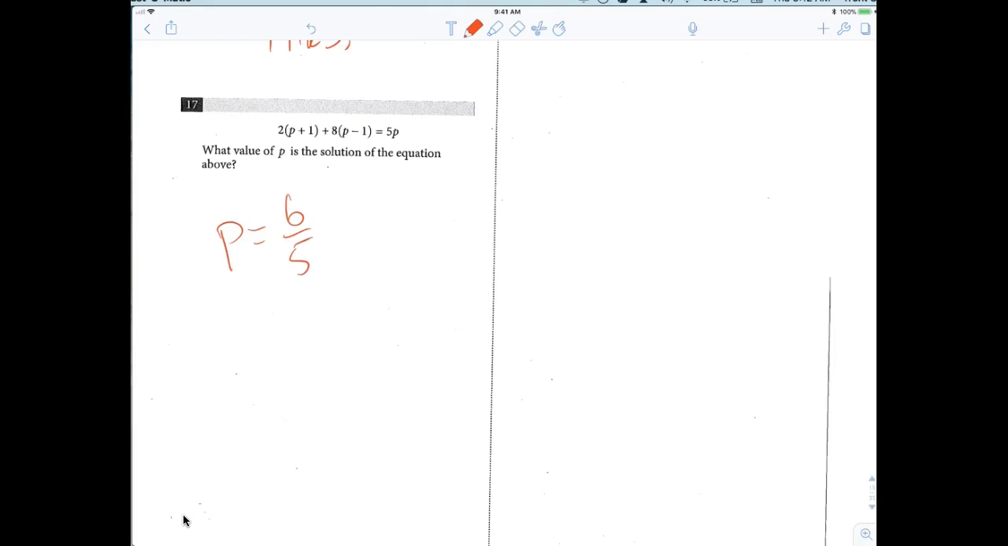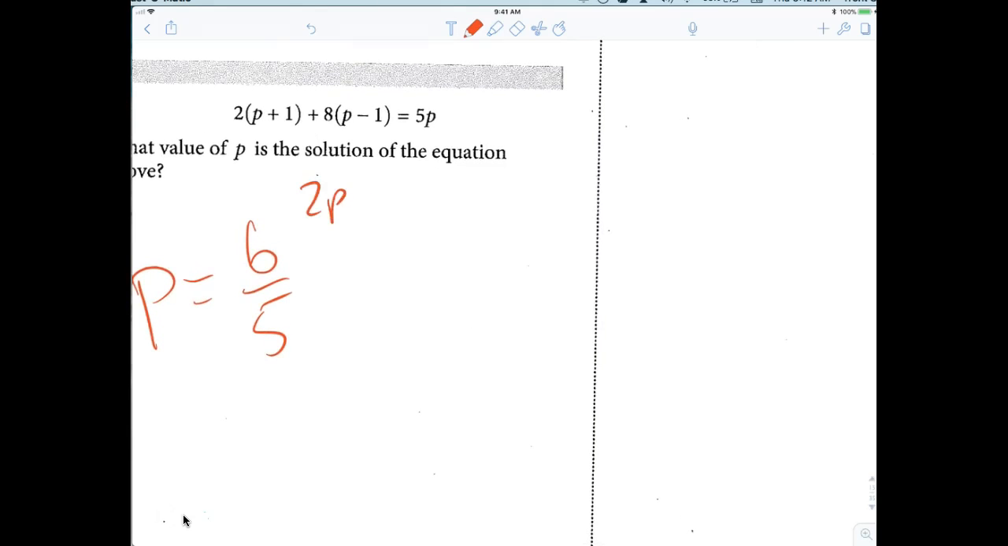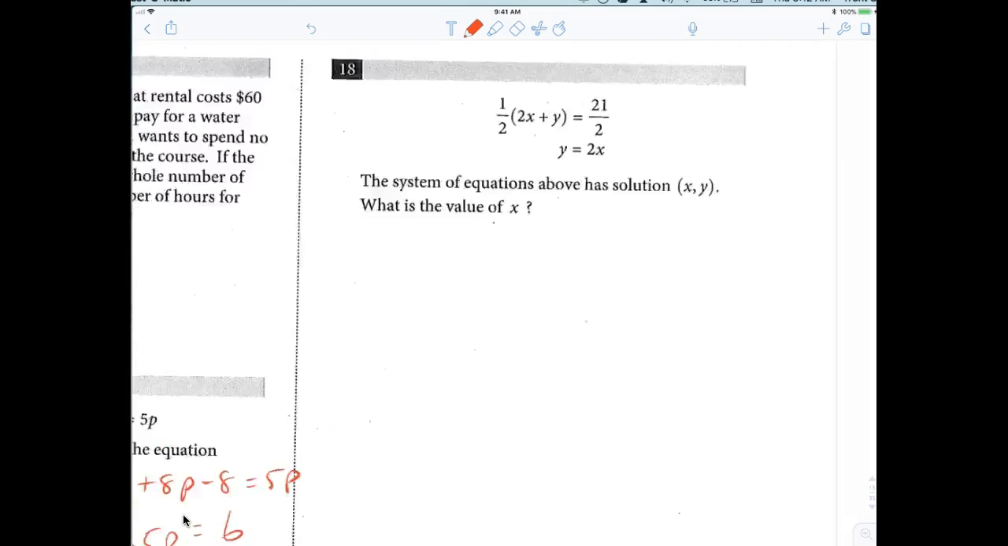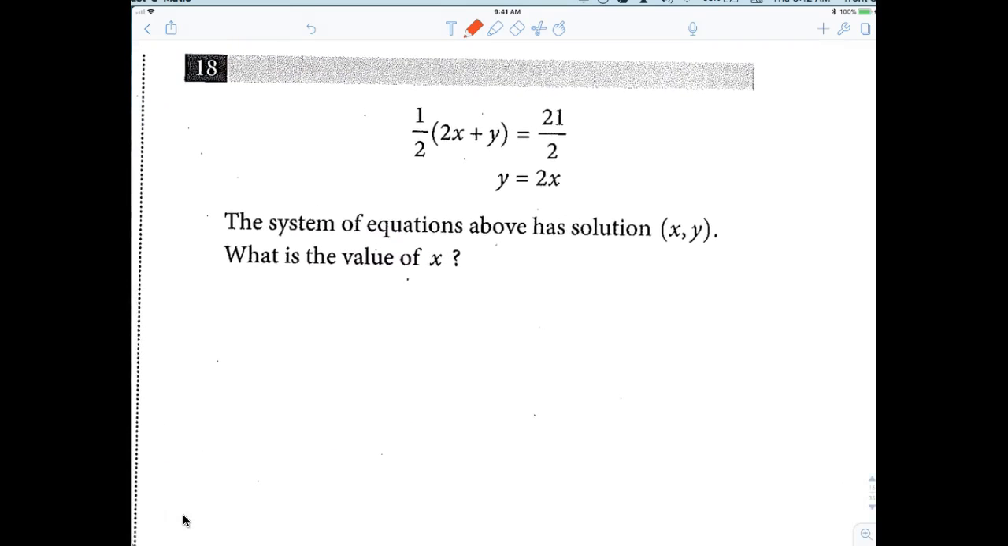Come on. Distribute properly. 2P plus 2 plus 8P minus 8 equals 5P. 5P equals 6. That's the easiest thing. I can distribute, but I just choose not to. I agree with you. All right, here we go. Now, this answer is also what? 21/6. Yeah, I ended up getting 2x equals 21/2.